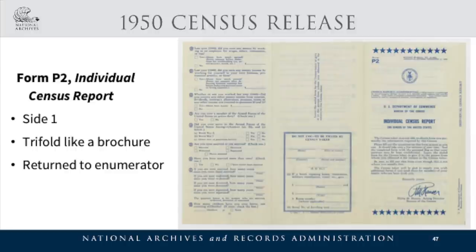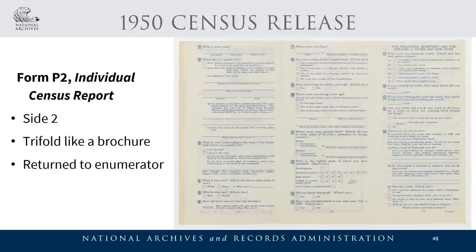Now, the Form P2 that I just mentioned, the individual census report, looked like this. It was a normal size sheet of paper that could be folded to be a brochure. And on the front cover of the brochure, the panel at the far right side, the individual would see the letter from the acting director of the Bureau of the Census explaining what the census was and why they should fill out this form. And then they would open up the brochure and answer the questions on the inside and then on the last panel. All these questions were the same questions as were asked on the Form P1.